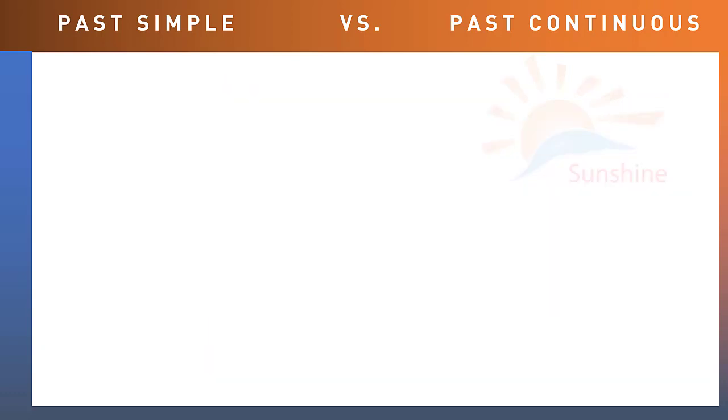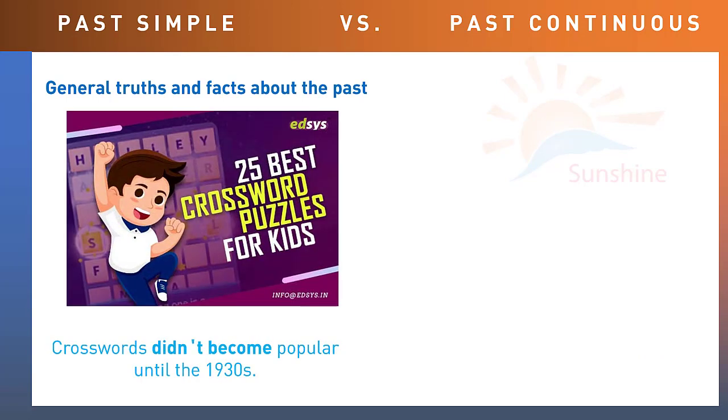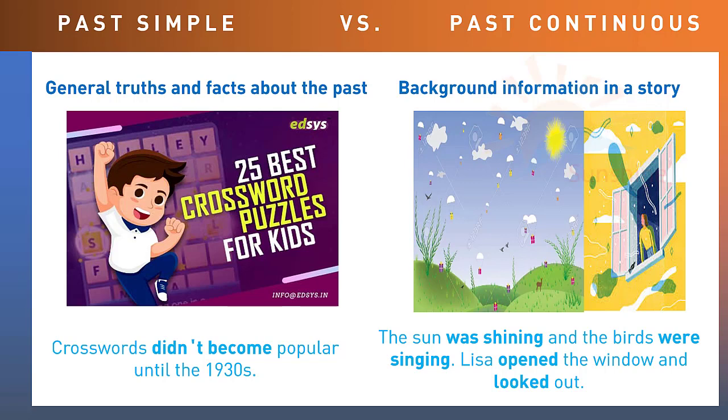When talking about general truths and facts in the past, we would use past simple. For example, crosswords didn't become popular until the 1930s. When giving background information in a story, we would use past continuous. The sun was shining and the birds were singing. Lisa opened the window and looked out.